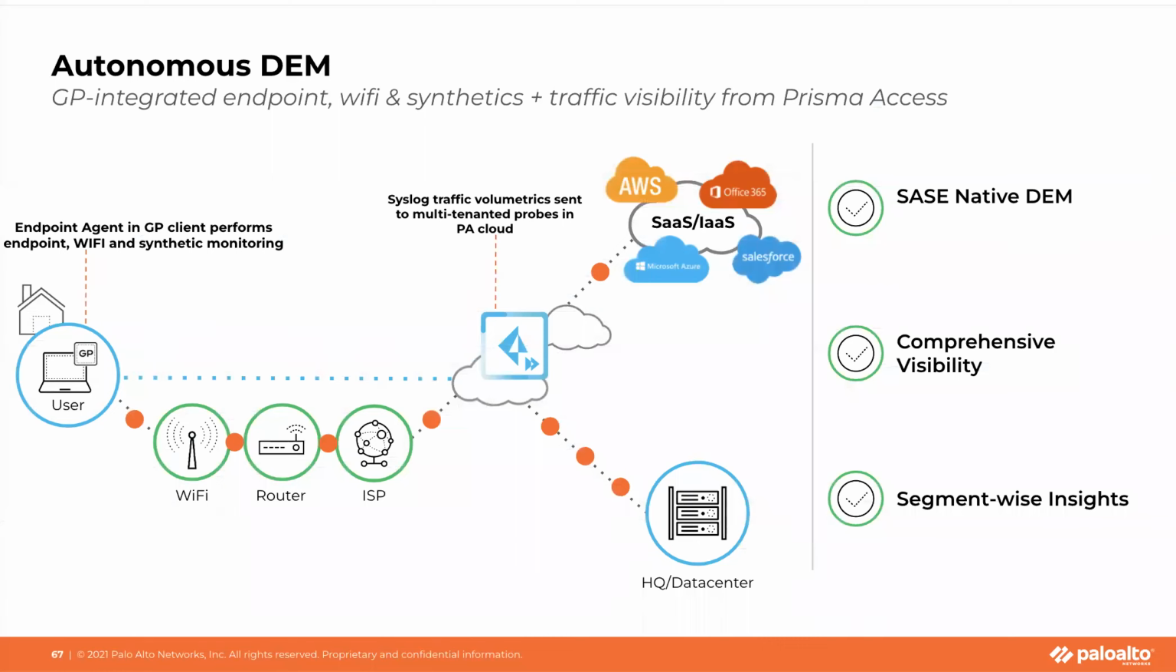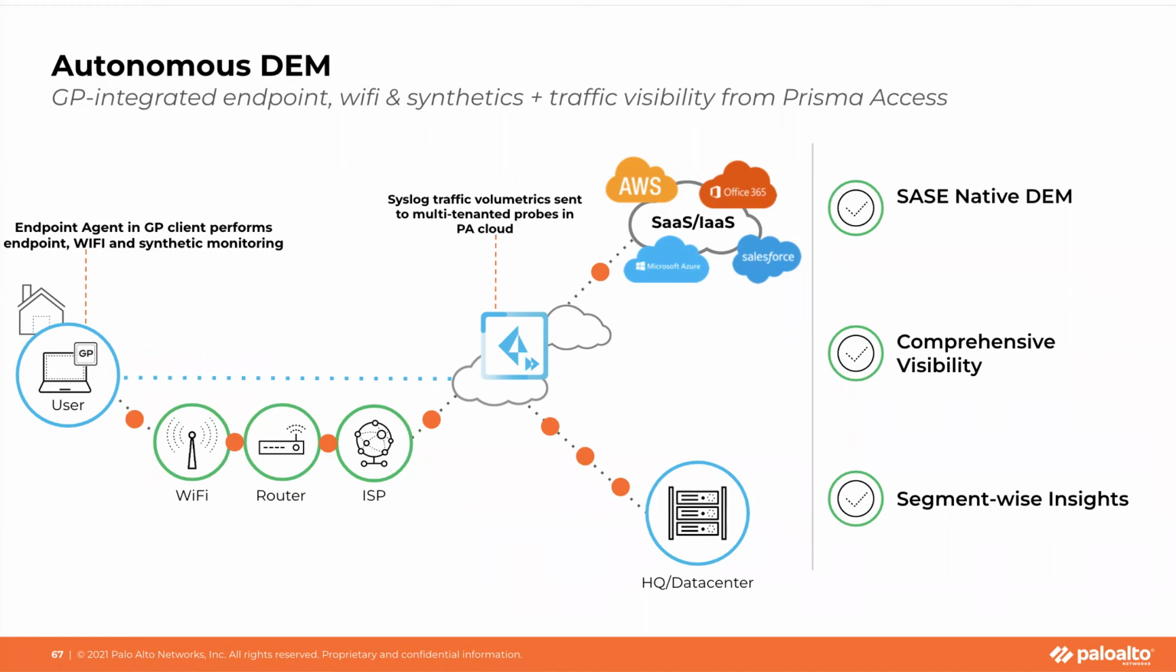Another self-help tool we have is Autonomous DEM. Autonomous DEM, or Digital Experience Management, is a service that provides native end-to-end visibility and insights for all users' traffic in your SASE environment. ADEM functionality is natively integrated into the GP app and Prisma Access, therefore it does not require you to deploy any additional software or any additional application.